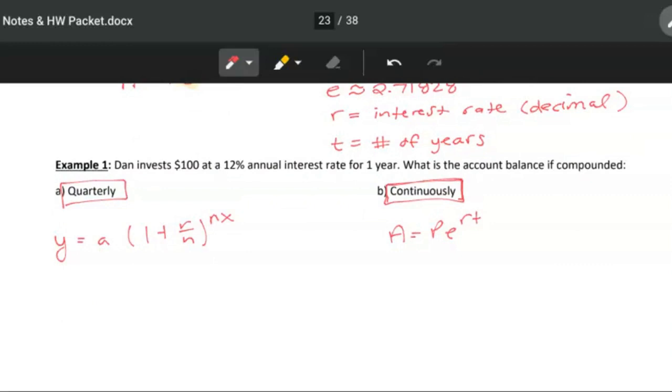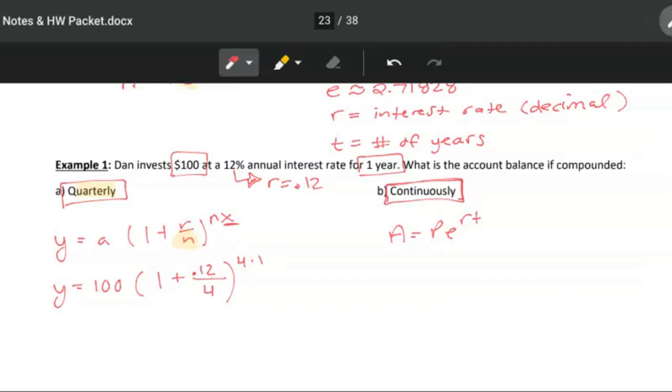So Dan invests $100 initially. That's going to be our a value here. 1 plus our r value, 12% annual interest rate. r would be 0.12 if you turned it to a decimal. Divided by n. Since it's compounded quarterly, and quarterly happens 4 times a year, n is 4. Again, this is 4. And x, remember, was the number of years we're leaving this money in the bank for, 1 year.